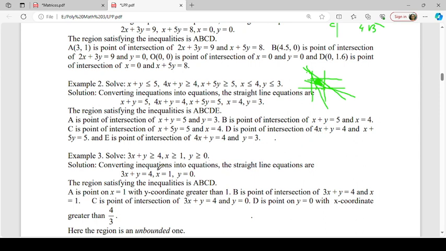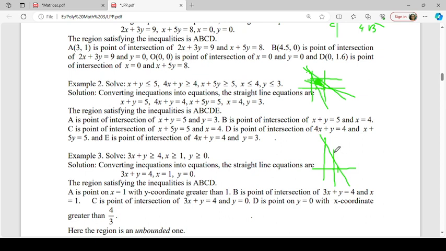Then this is to solve. It is 3x plus y equal to 4. So the line is 3x plus y equal to 4. The x intercept is 4 by 3, it is 1 point something. The y intercept is 4, somewhere here. So this is a line. Then x is greater than 1, to this side. 3x plus y greater than or equal to 4, to this side, and y is greater than or equal to 0.